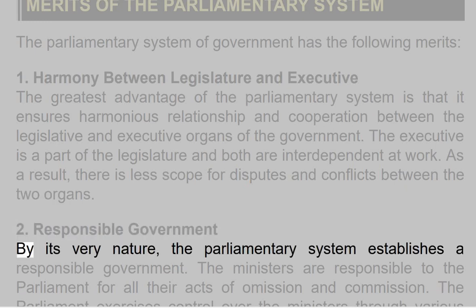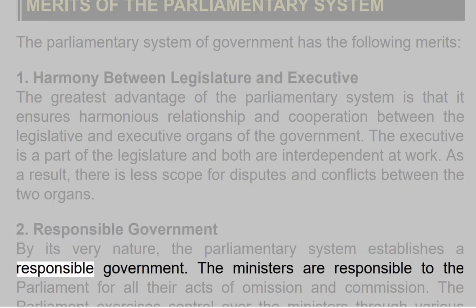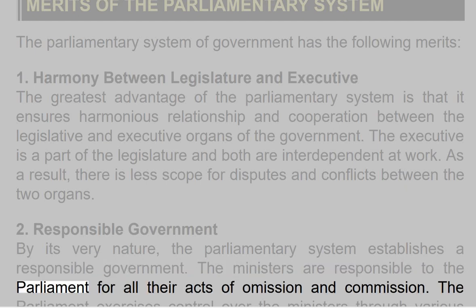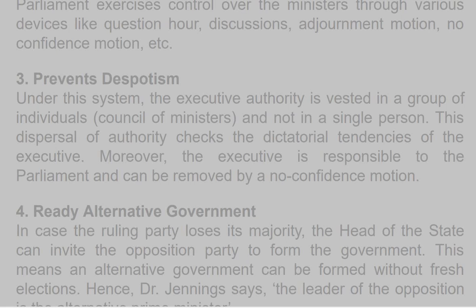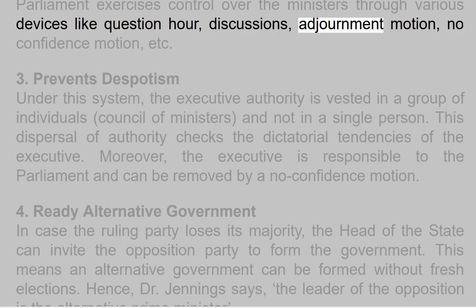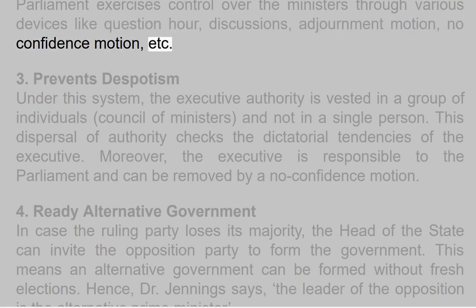2. Responsible government. By its very nature, the parliamentary system establishes a responsible government. The ministers are responsible to the Parliament for all their acts of omission and commission. The Parliament exercises control over the ministers through various devices like question hour, discussions, adjournment motion, no confidence motion, etc.